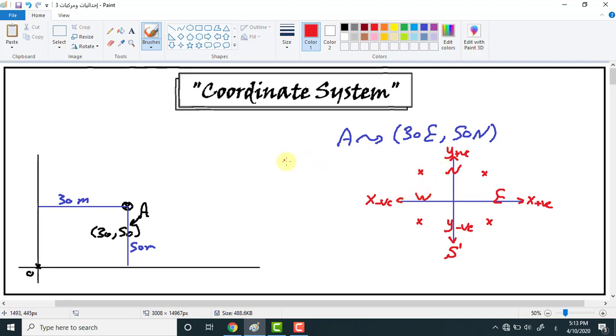Sometimes we write the coordinates of point A like this. We write it 50 north and 30 east. So take care, this is the y and this is the x. This format equals this format, and it's just written in a different way.